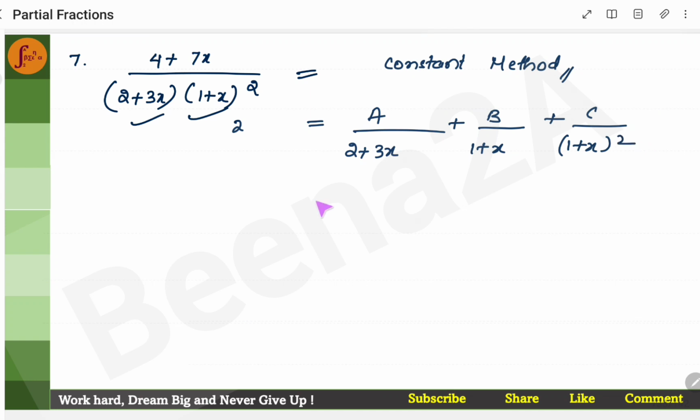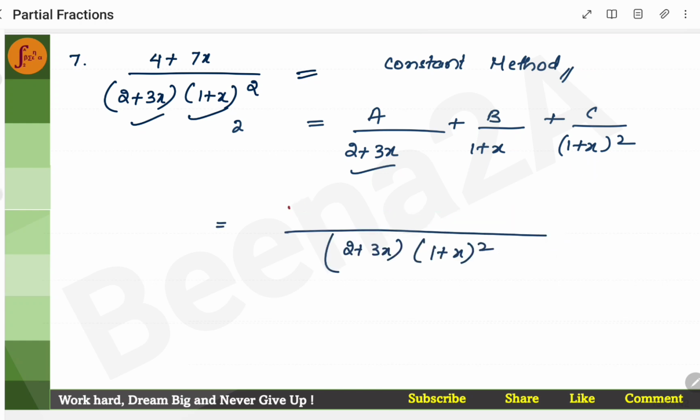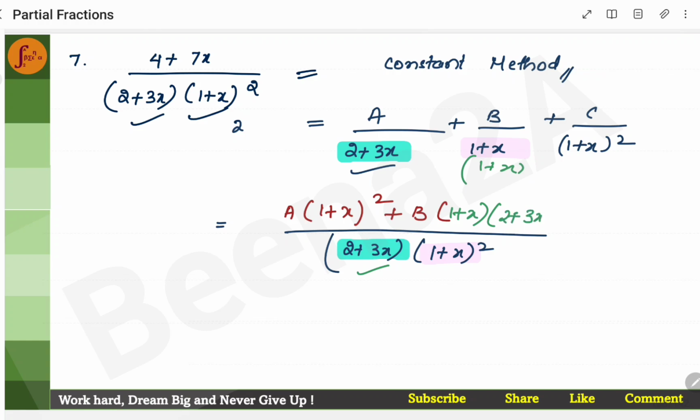Now what is the LCM? LCM is simple. Take this one which is different and take this repeated factor. So I should multiply a with what? I already have 2 plus 3x here. What is left over? 1 plus x square. So I should multiply a with 1 plus x the whole square. What about b? I have 1 plus x here. So what should I multiply with? 2 plus 3x and one more 1 plus x. I have only 1 plus x once here, but I have square here. So I should multiply 1 plus x and 2 plus 3x, right?